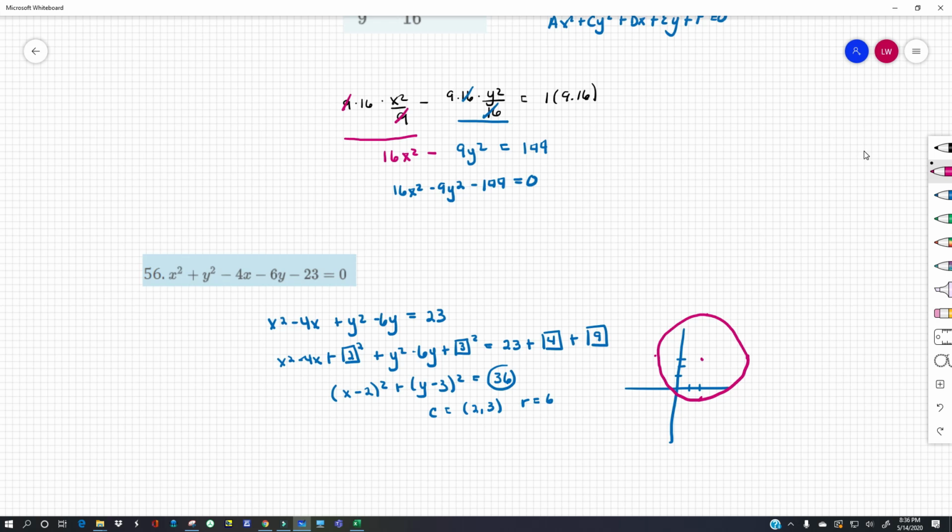But anyway, that's not the point. I know you can graph them. The point is, can you take the general equation and get this? Can you take this now and get this back? Of course, all you have to do is expand these out and put it of the form ax squared plus cy squared plus dx plus ey plus f equals 0, and you get back to this form right here.